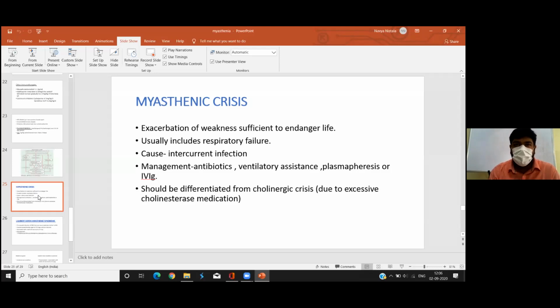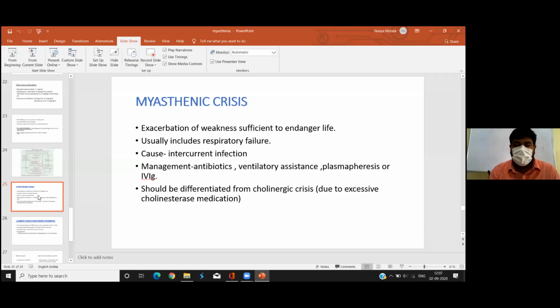What are the treatments you are giving? Immunosuppressive therapy. In immunosuppressive therapy, other than steroids, what else will you give? Mycophenolate mofetil, azathioprine, calcineurin inhibitors. You can give mycophenolate mofetil and all. And immunomodulatory therapy we have talked about in myasthenia crisis.